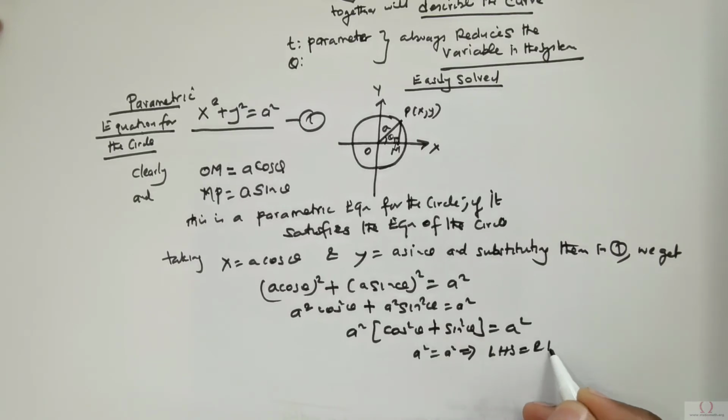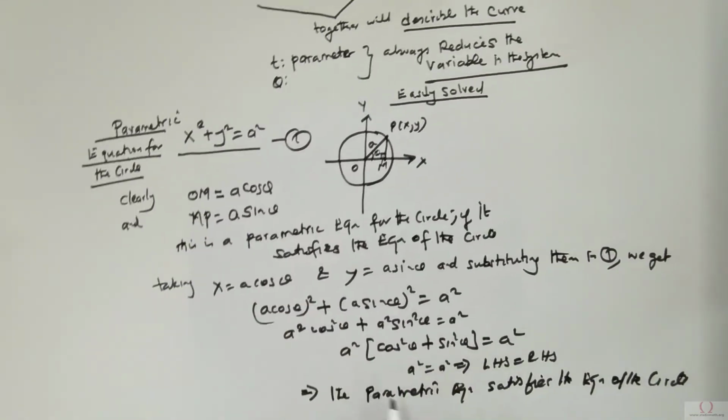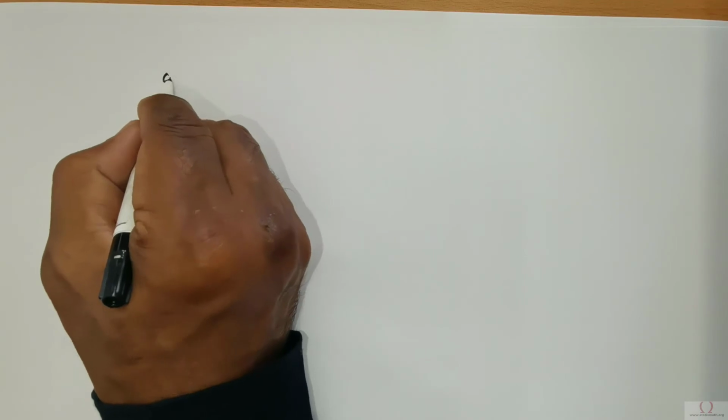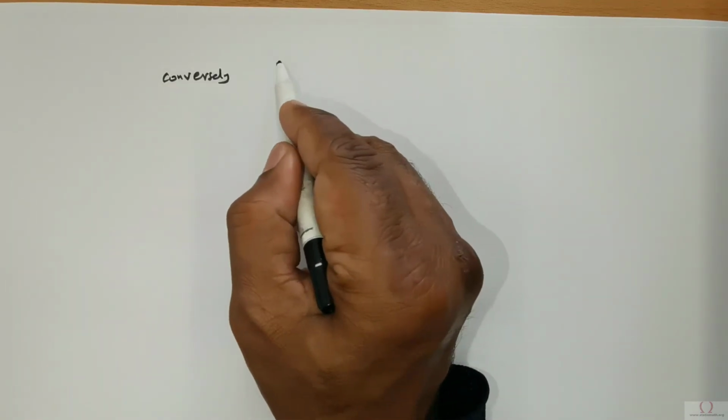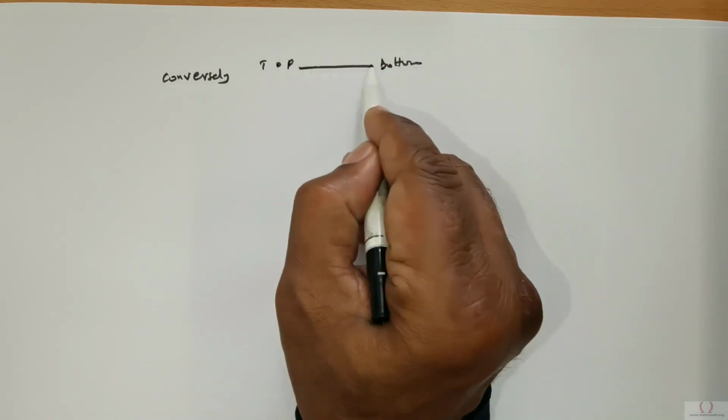meaning left hand side is equal to right hand side, which in turn means the parametric equation satisfies the equation of the circle. Okay, so that is a good aspect. Now this is only one part. Now there is another part we have to look into. Conversely, we will have to check. So from top to bottom, it is okay.